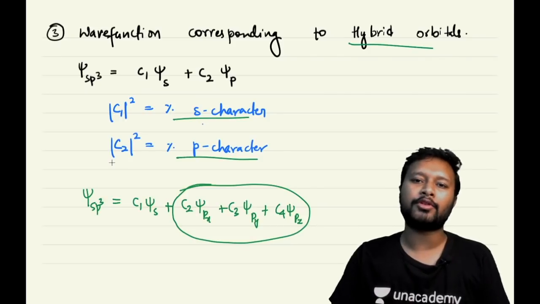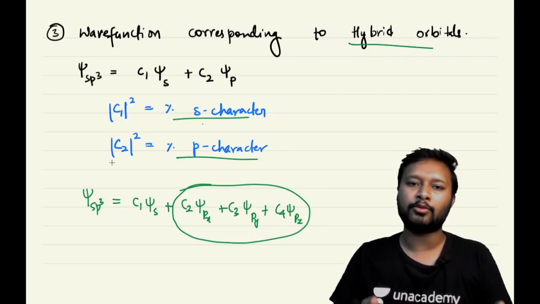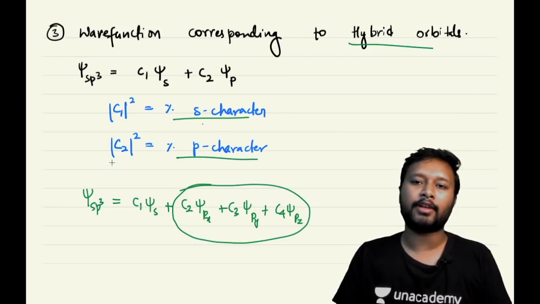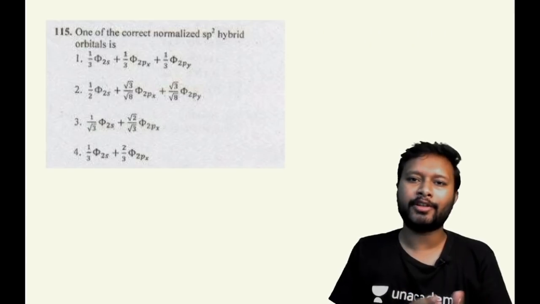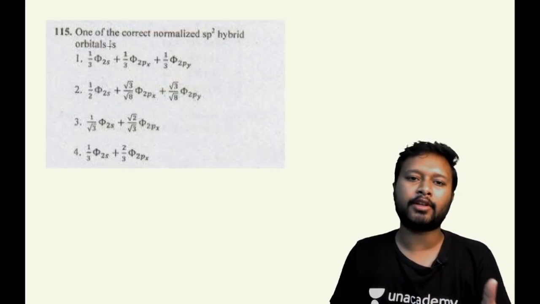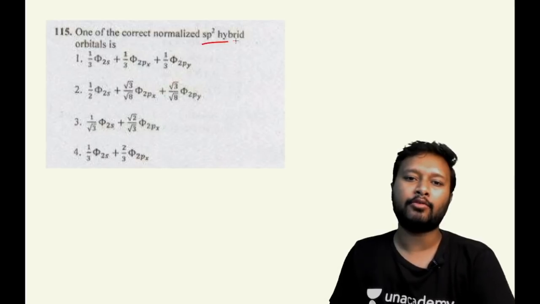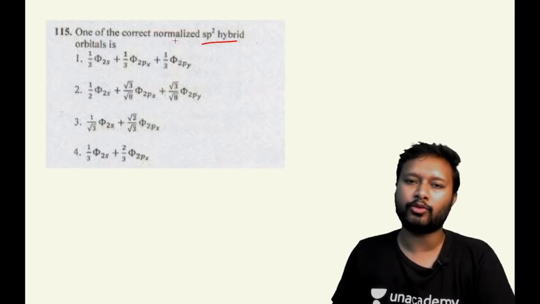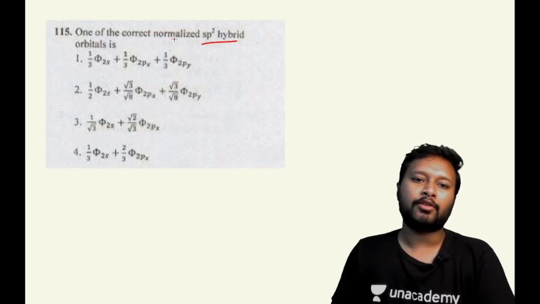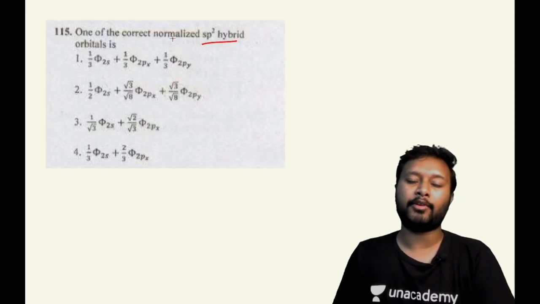I will take a question to explain this, just to make sure that you understand. Let's talk about this particular question. The question is pretty simple. It says: one of the correct normalized sp2 hybrid orbitals is, and you are given the options. This was a 4-marker question, asked, I guess, in the June 2017 exam.